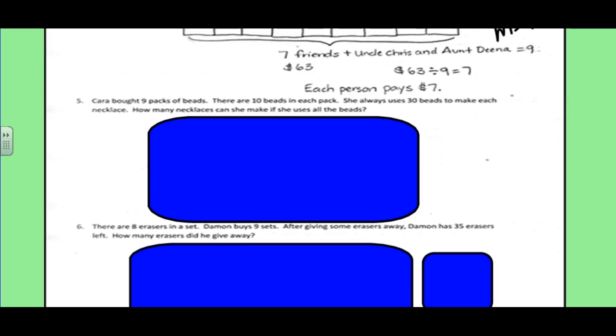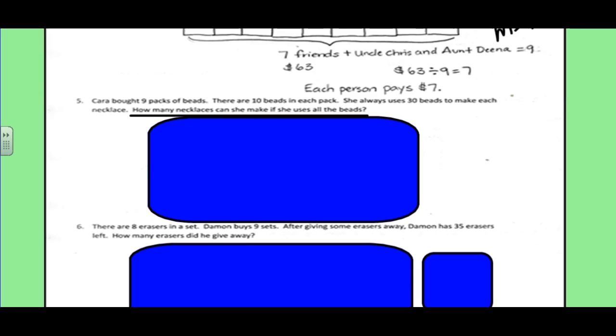Because when I look at the word problem, I see more than two numbers. So that may give you a hint that this is going to be more than one step. So you're going to have to figure out what step you need to do first. And to figure that out, you need to look back at the question to see what you're trying to figure out. And the question says, how many necklaces can she make if she uses all of the beads? So, to begin with, you've got to figure out how many beads she has.